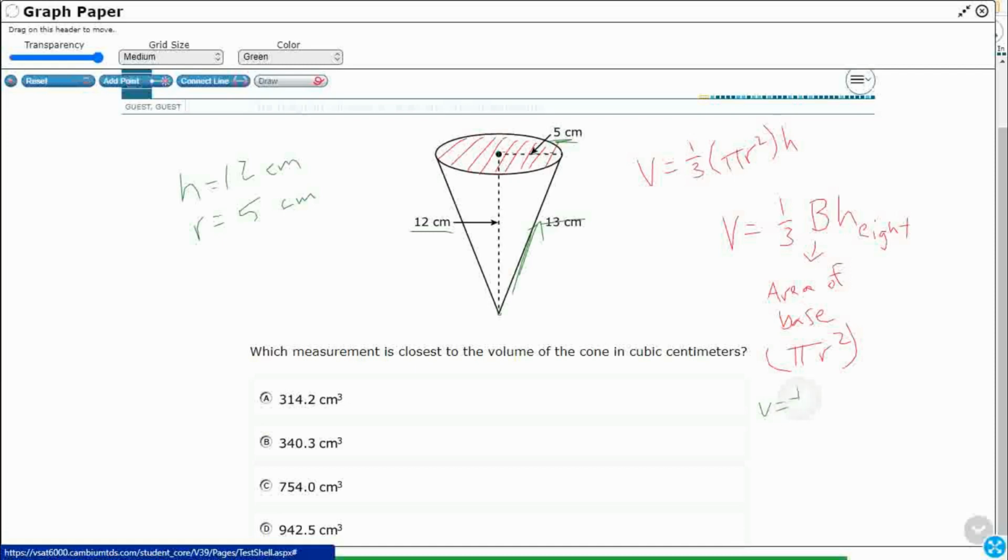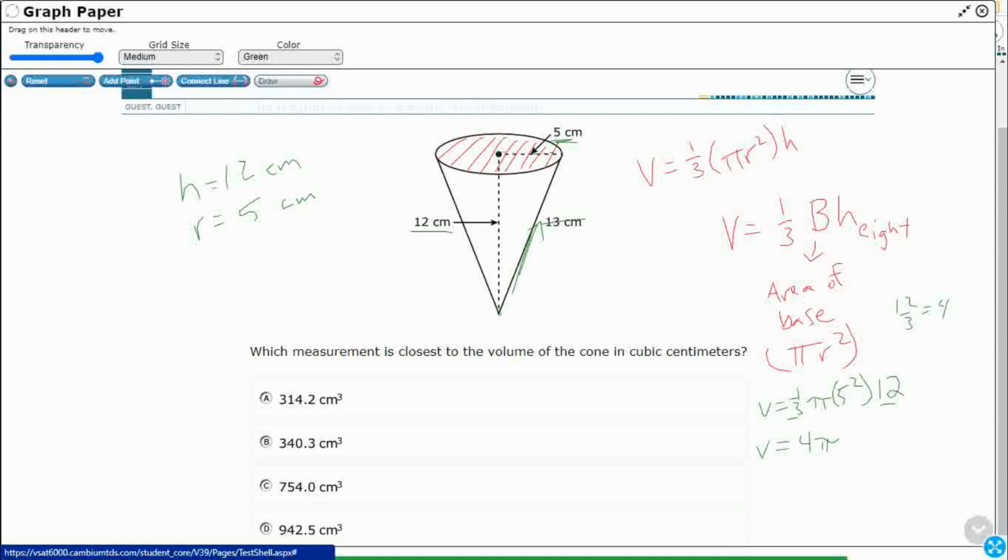All right, so let's see if we can put that all together. V equals 1/3. And then I'm going to put pi. And then my r is going to be 5, so let's put 5 squared. And then we're going to times that by our height, which is 12. So you know what? We can go ahead and estimate this before we pull out our calculators. Right? You can multiply these in any order. So I'm going to take 1/3 times 12. Right? That's going to be 12/3, which is 4. Okay? So volume equals 4.